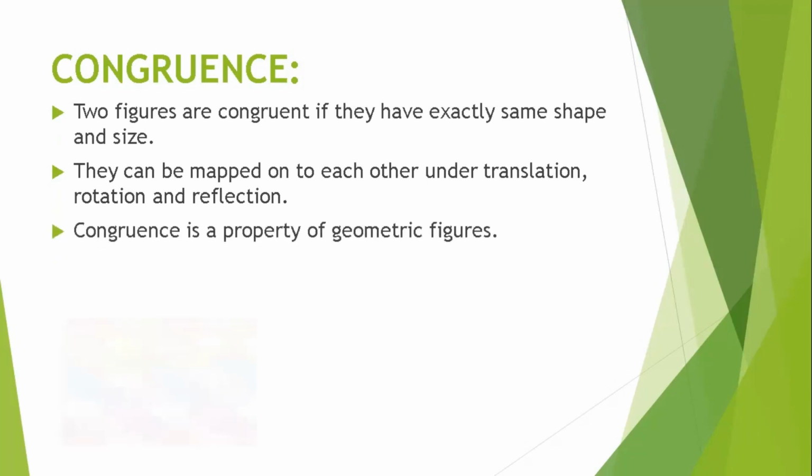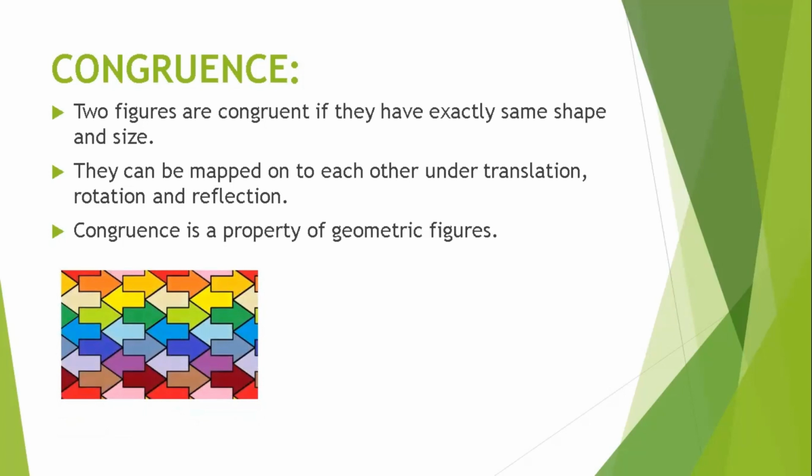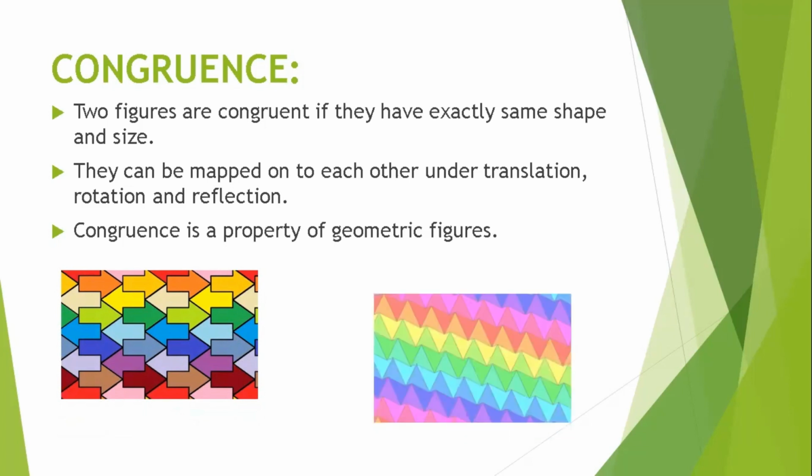Congruence is a property of geometric figures. Here you can see we have these arrows, and if you look at these arrows carefully, their size and their shape are exactly the same. It's just that one of them is facing towards the right side, the other is facing towards the left side. They have been reflected, their directions have been changed using translation, rotation, reflections, right? Otherwise, they are exactly the same in size, same angle, same shape. And the pattern that they're forming is known as tessellation.